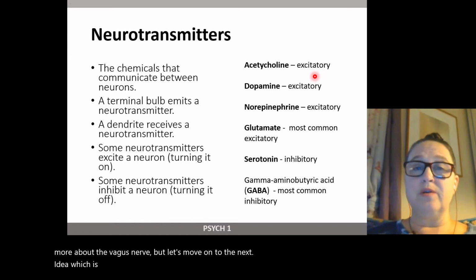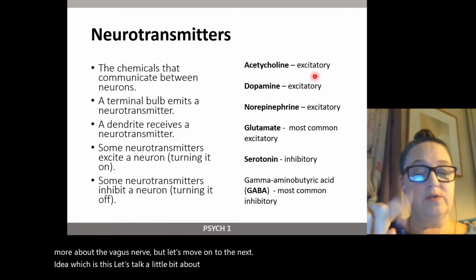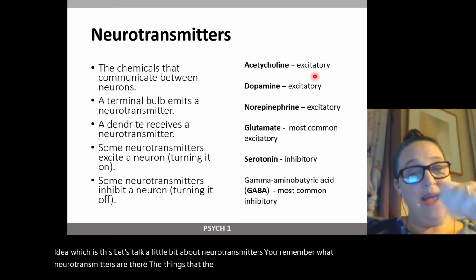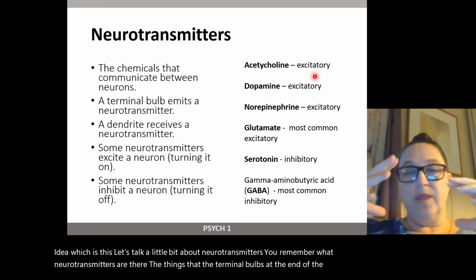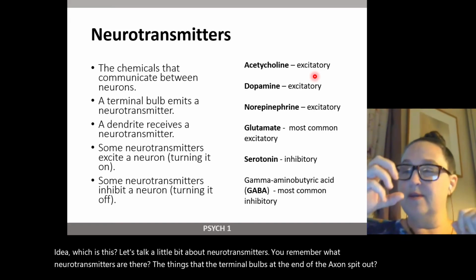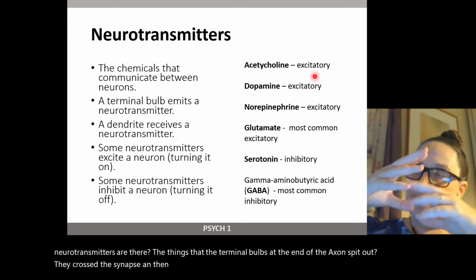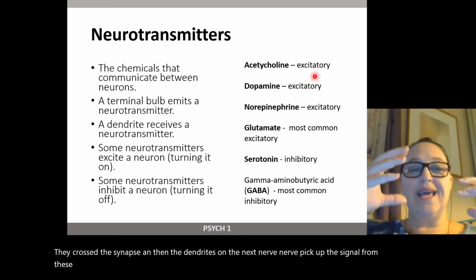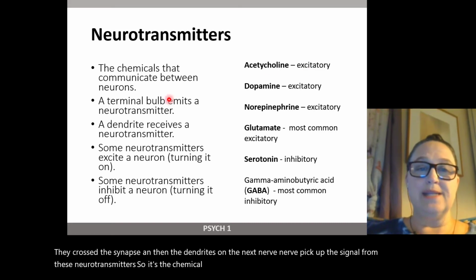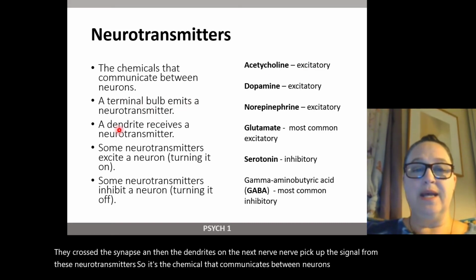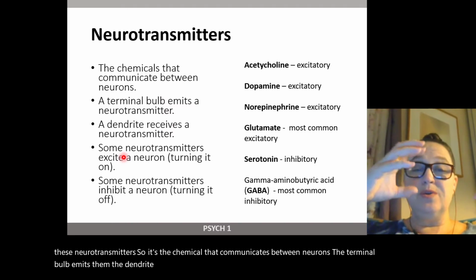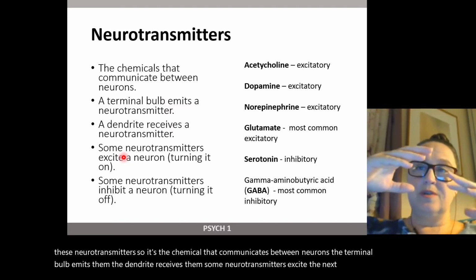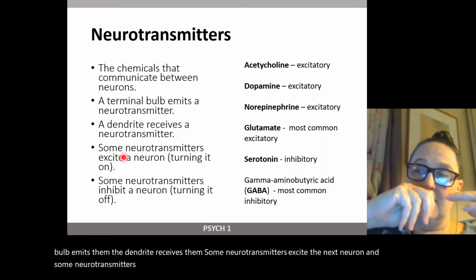Let's talk a little bit about neurotransmitters. You remember what neurotransmitters are? They're the things that the terminal bulbs at the end of the axon spit out. They cross the synapse, and then the dendrites on the next nerve pick up the signal from these neurotransmitters. So it's the chemical that communicates between neurons. The terminal bulb emits them, the dendrite receives them. Some neurotransmitters excite the next neuron, and some neurotransmitters inhibit the next neuron.